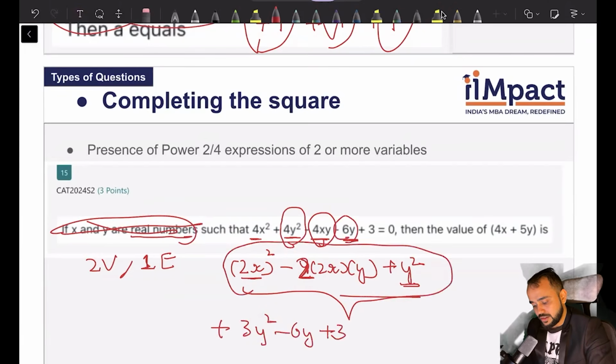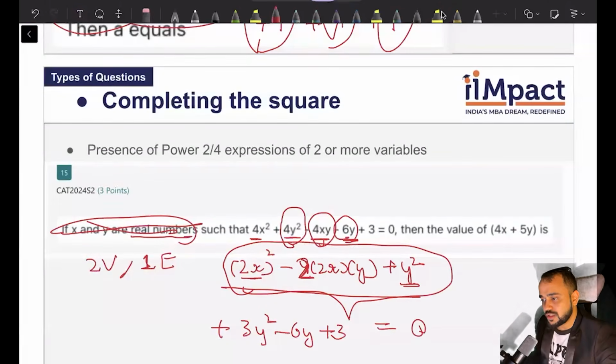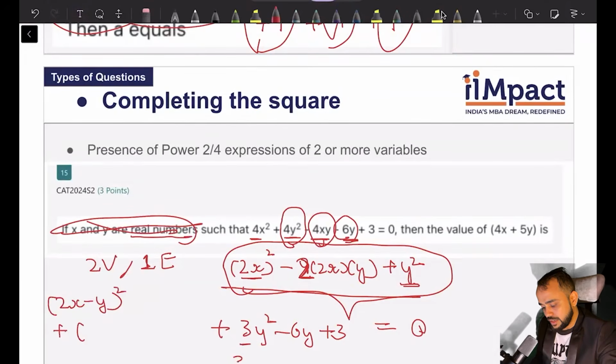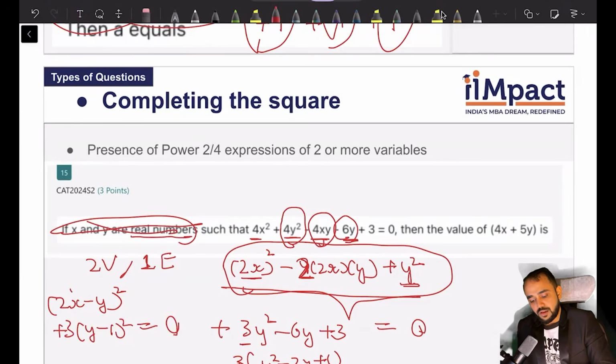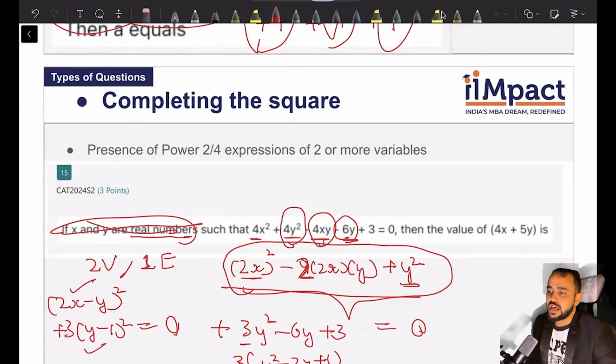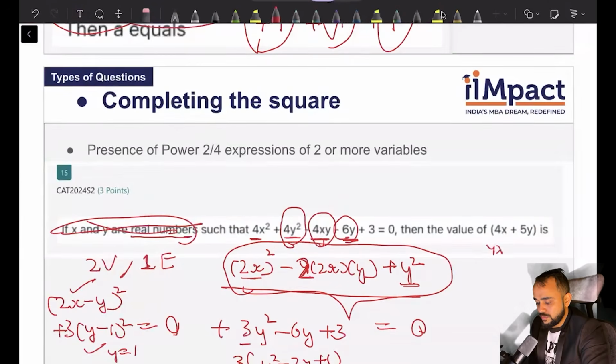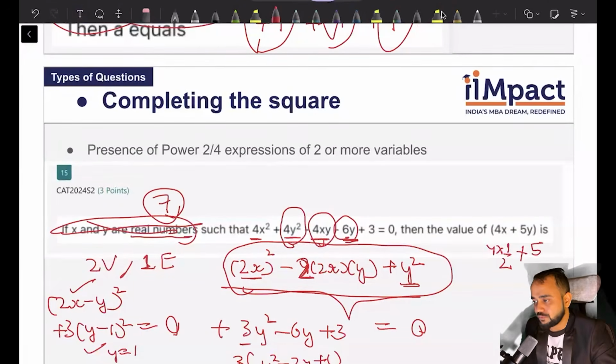Is this a perfect square? This entire thing adding to 0. Is first one a perfect square? It is a perfect square of 2x minus y whole square plus, if I take 3 common here, I'll get y square minus 2y plus 1, which is also a perfect square, plus 3 times y minus 1 whole square is equal to 0. What does that tell you? Sum of two squares is equal to 0 means they are individually 0, which means y is equal to 1 and y is equal to 2x. So x is equal to 1 by 2. So you put x is equal to 1 by 2 here and y is equal to 1 here. You will get your answer as 7. Last year.